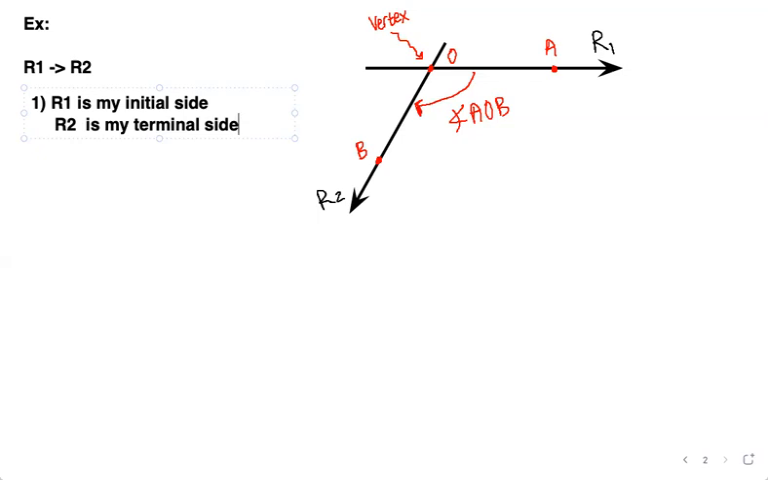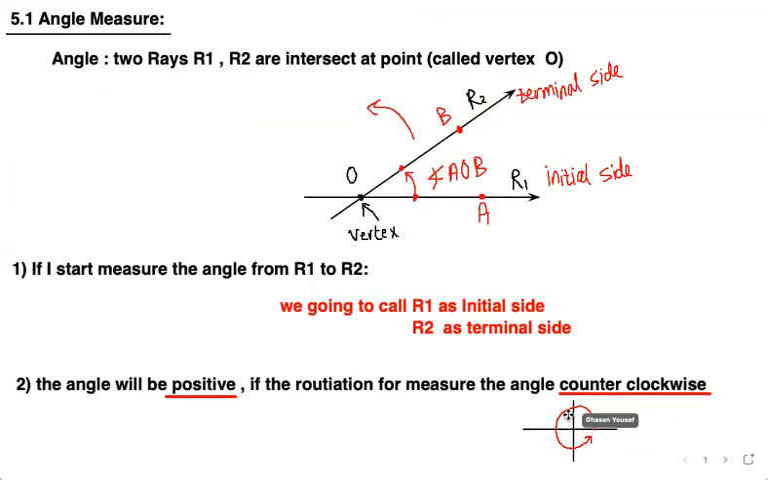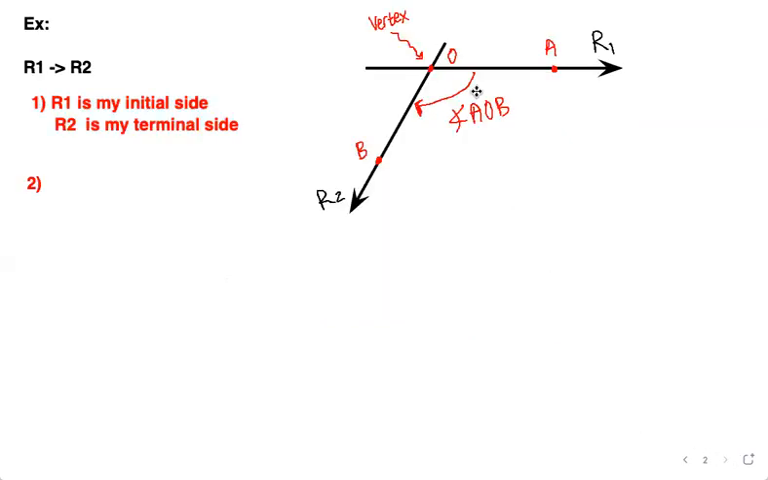Now my second question: what's the sign of this angle? Is it positive or negative? Negative, exactly. Why? Because the angle is clockwise. Is it counterclockwise or clockwise? Counterclockwise is the opposite of clockwise. So it's clockwise, like this. Because the angle we measure here is clockwise, the angle has a negative sign.